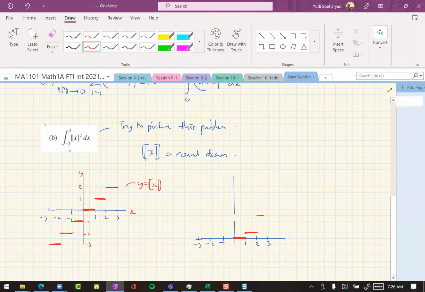All right, here. And here, because this is -1, squared it's 1. -2 becomes 4. And here, -3 squared becomes 9. 4, 5, 6, 7, 8, 9 here.